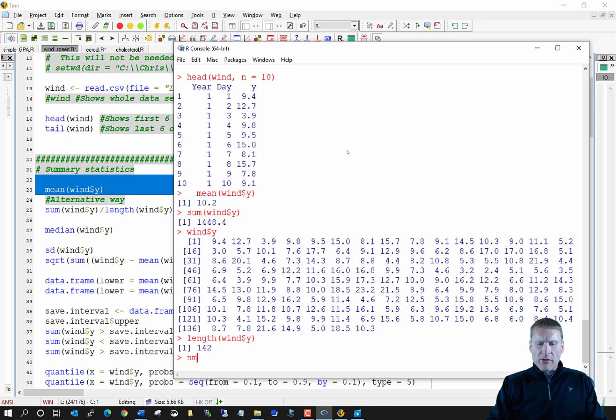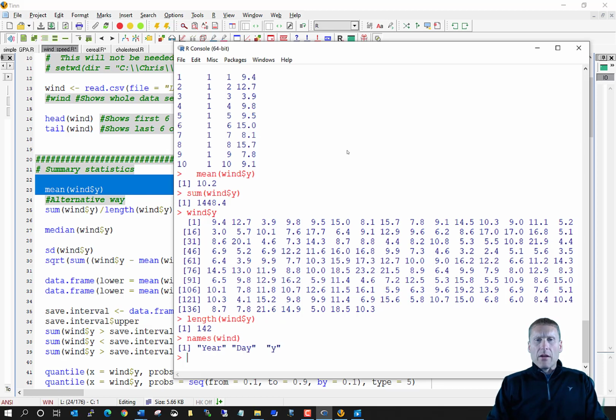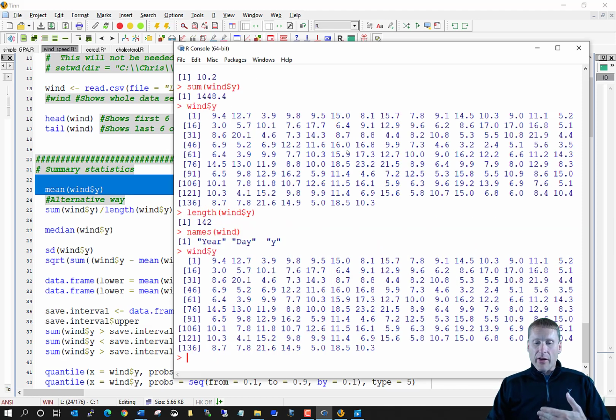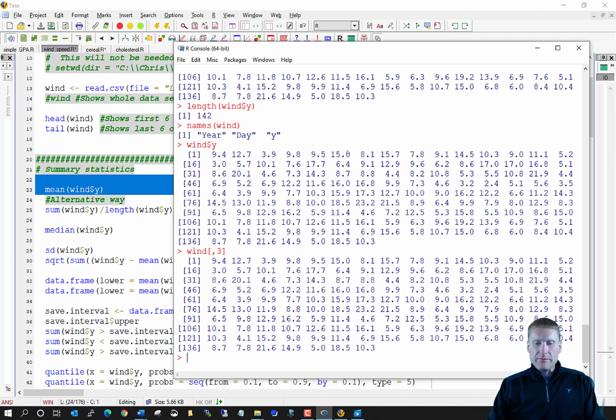If I use the names function with wind, we see that we have three components to this data frame: year, day, and y. Y is this wind speed. To access particular values in this data frame, I can do wind dollar sign y, and I get all the y values, all the wind speeds. Alternatively, I could have done wind left bracket comma 3 end bracket, and I get the third column of all those data values. What you should do on your own is ask yourself, suppose that I did wind bracket 1 comma m bracket, what will I get? Think about it.